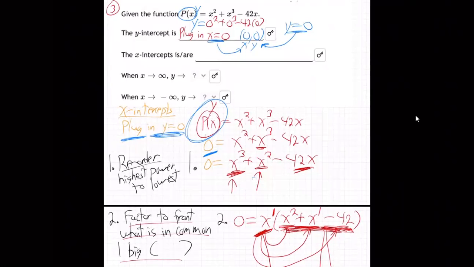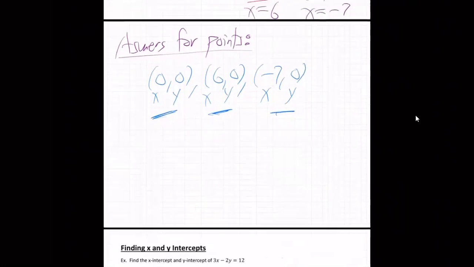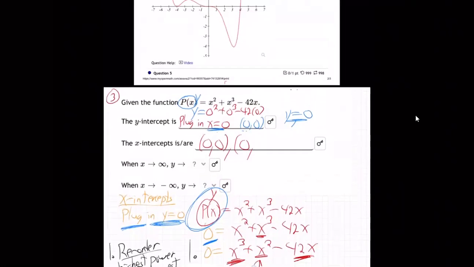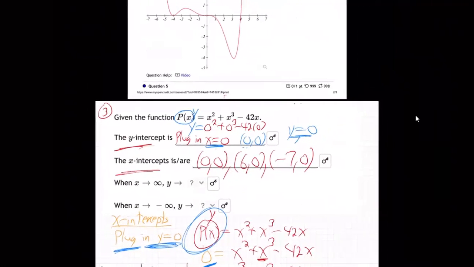All right, so we found the x-intercepts. What are they? Let me make the colors a little more clear. 0, 0, and then 6, 0, and negative 7, 0. So we found the x-intercepts, we found the y-intercepts. Now finally, we've got to do the infinity thing. Remember, all that matters for the infinity thing is the most powerful term.